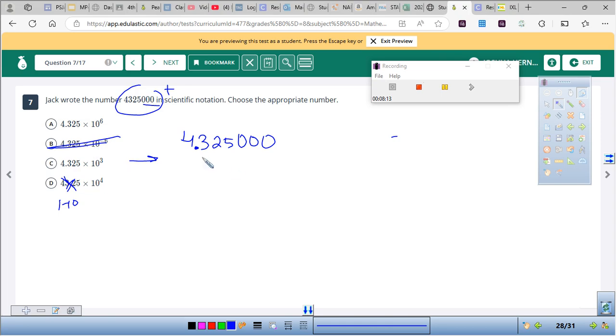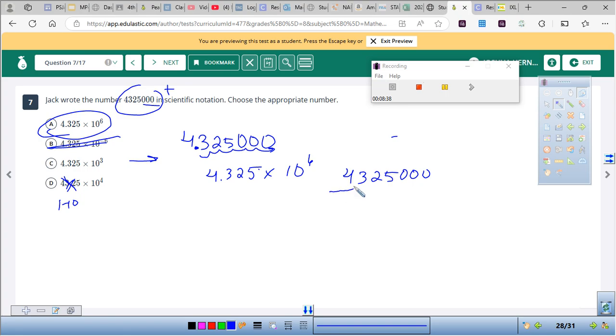And I'd move it over 1, 2, 3, 4, 5, 6. So I'd have 4.325 times 10 to the 6. And that's how that works. Again, the number is 4,325,000. You go from left to right, find the first non-zero number, put the decimal right after it. Write everything else except the zeros. So we're going to go 4.325. That's how you find out that first number.